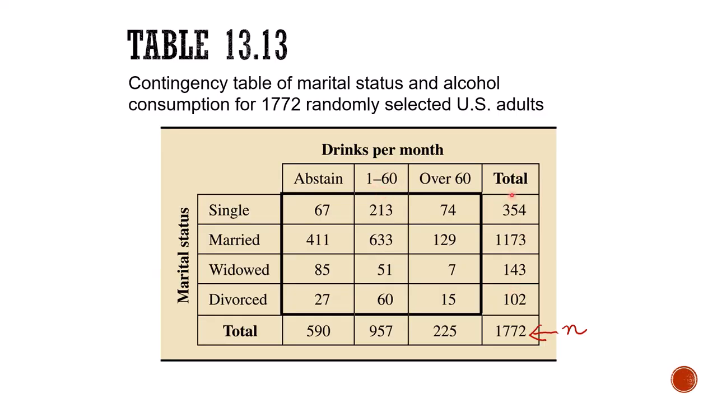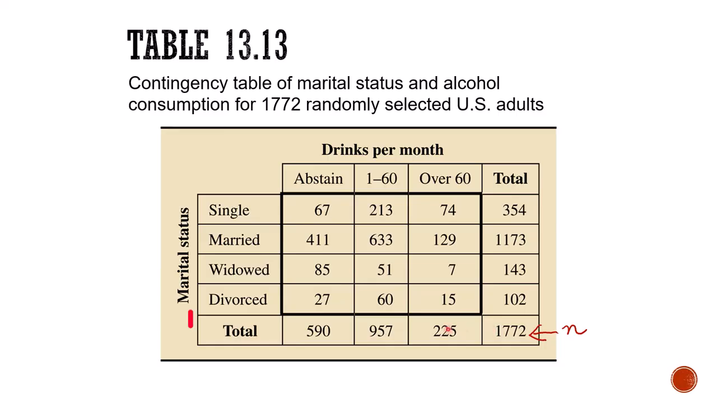That means it tells us observations that meet two variables: single and abstain, single with 1 to 60 drinks per month. Now, the total in this last column represents the total number of people who are single, irrespective of their drinking habits. The total number of single individuals in our sample was 354. Likewise, the total number of married people was 1,173. Widowed, 143. Divorced, 102.